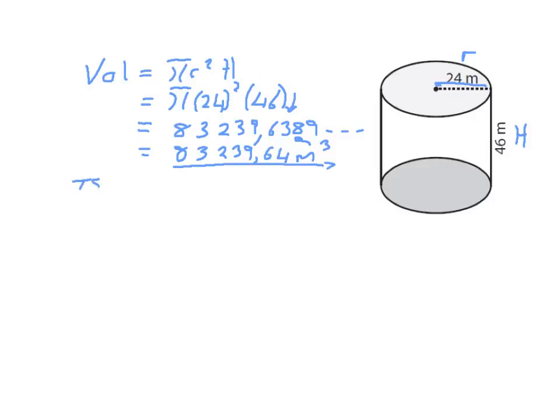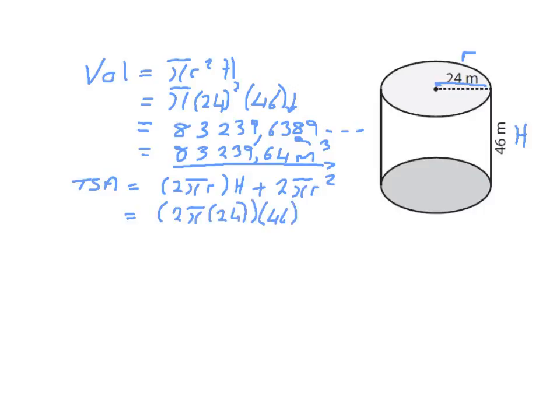For total surface area, it's the perimeter of its base, 2 pi r, multiplied by its height, plus 2 areas of its base, pi r squared. So for the perimeter of its base, we plug in what we have, the radius of 24. We're going to multiply that by its height of 46, and add 2 pi r squared. Now here's where you need to be careful, because of BODMAS, you've got to do what's inside the brackets, this part first, before we multiply.